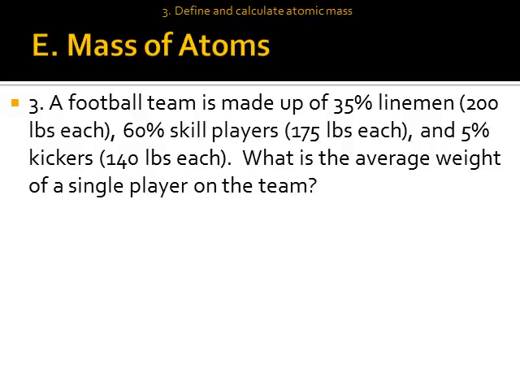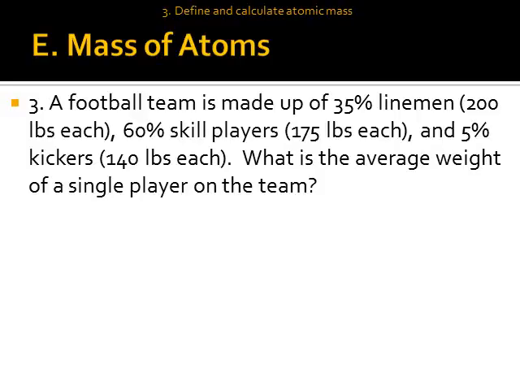So let's look at an example of how we find a weighted average mass. Here's our example. It has nothing to do with atoms, but instead a football team. The football team is made up of 35% linemen, which are 200 pounds each, 60% skill players, which are 175 pounds each, and 5% kickers, who weigh 140 pounds each. What is the average weight of a single player on the team?